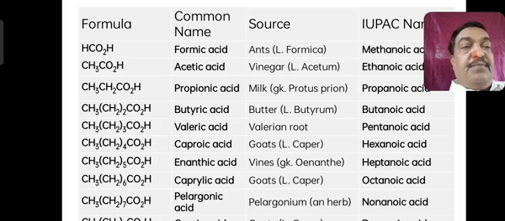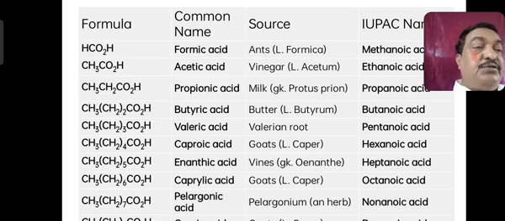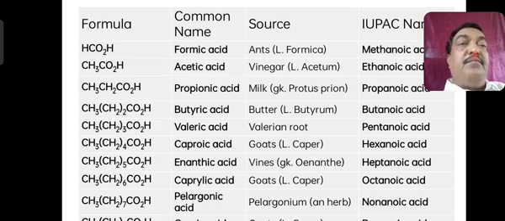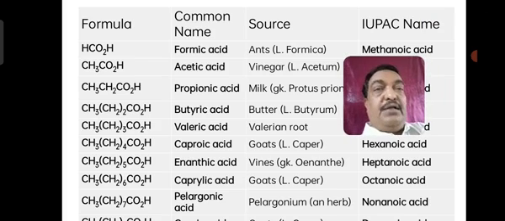Then caprylic acid, it is also obtained from goat. It is an octanoic acid. Then palmitic acid containing CH3(CH2)7COOH. So these are certain examples of carboxylic acids in general and their sources.